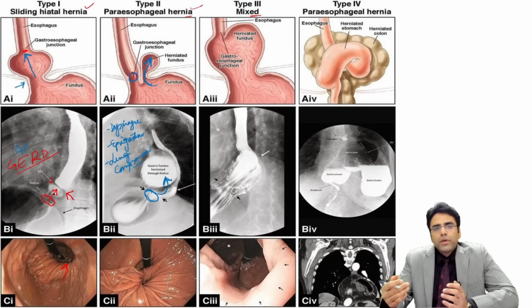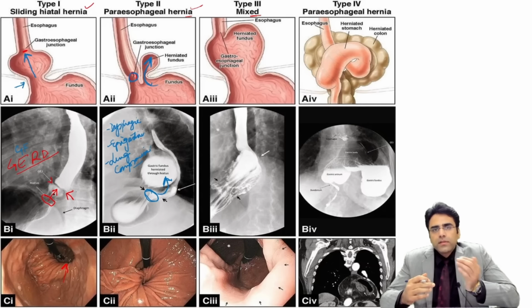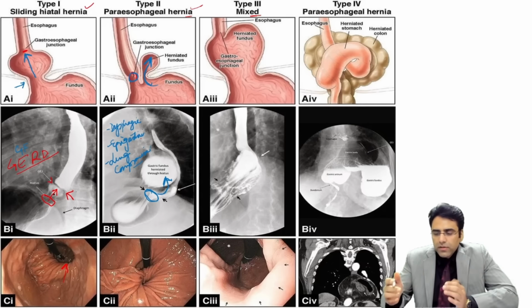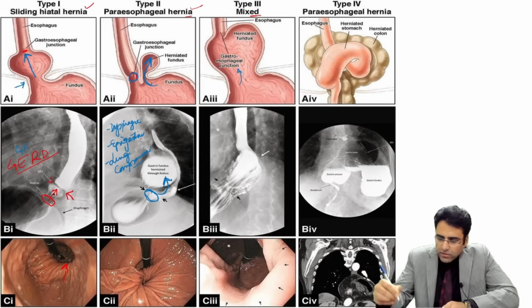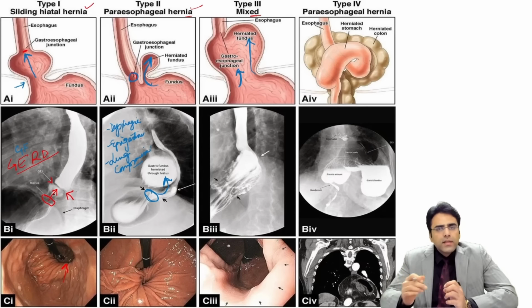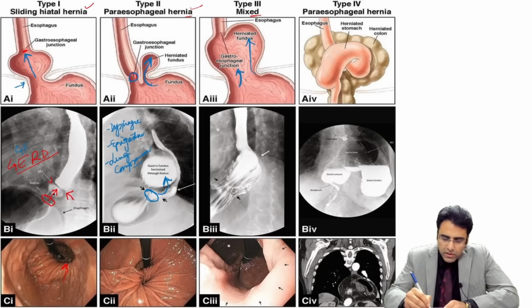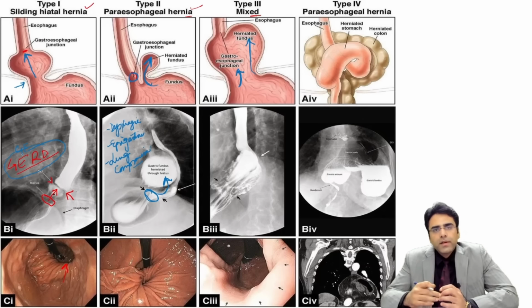It has both components. In this, you will find the gastroesophageal junction has slid upwards, and the fundus has also slid upwards. So there is both gastroesophageal junction upwards and herniated fundus upwards. And these type of patients will have symptoms of both type 1 and type 2. That is, there will be symptoms of gastroesophageal reflux, epigastric pain, dysphagia, and symptoms of lung compromise.